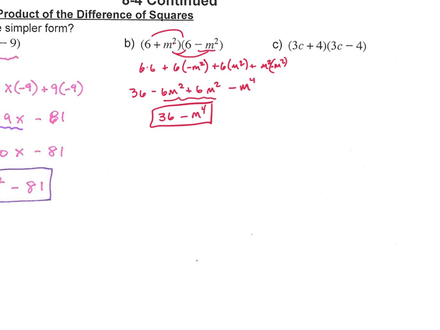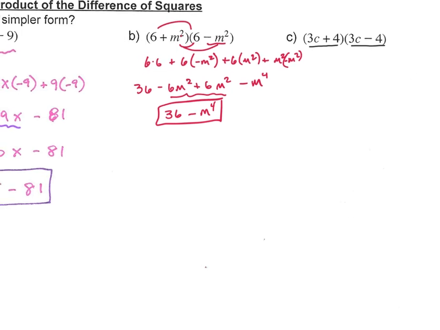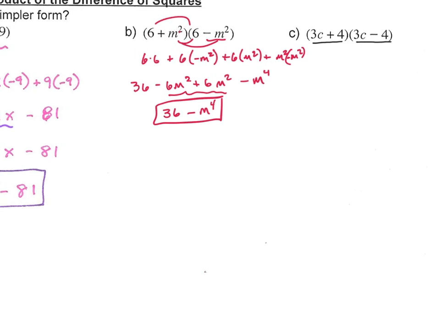So seeing the pattern that we have, 3c plus 4 times 3c minus 4, we have the difference of squares. And when we have the difference of squares, you'll notice that what would have been my b term zeroes out, and we end up with just a squared minus b squared. So if I look at that, that gives me a squared minus b squared. So I have 9c squared minus 16. There you go.